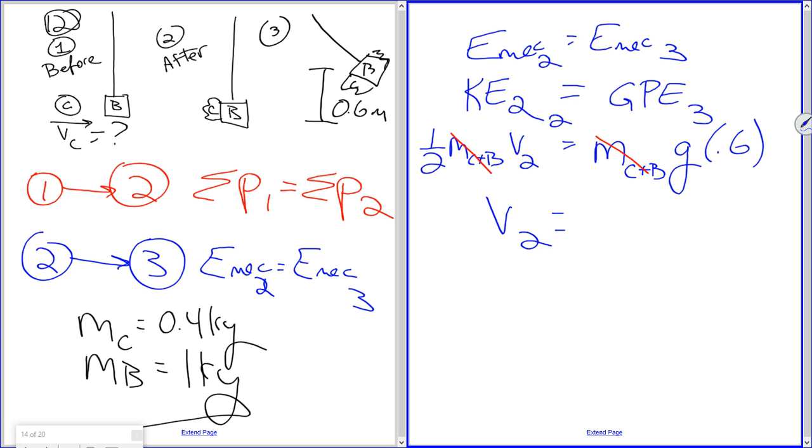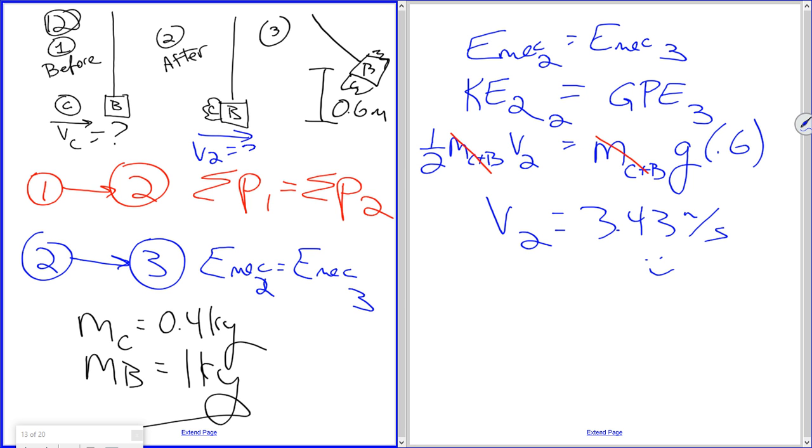Let's see. So I got to multiply both sides by 2 to get rid of the half. 2 times 9.8 times 0.6 is 11.76. Square root gives you 3.43. Don't forget the smiley face. Are there any questions regarding how I found the velocity in drawing number 2? Let's put it in the drawing. The velocity in drawing 2 is 3.43 meters per second. Okay, cool. Now what?